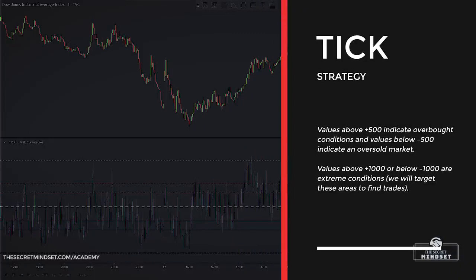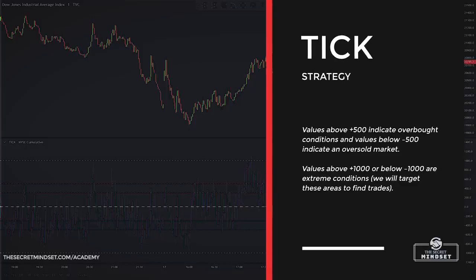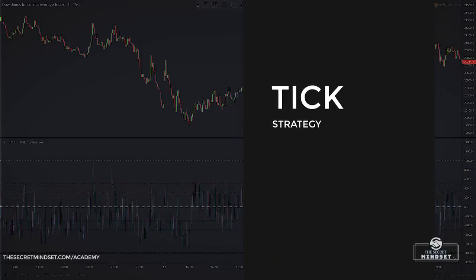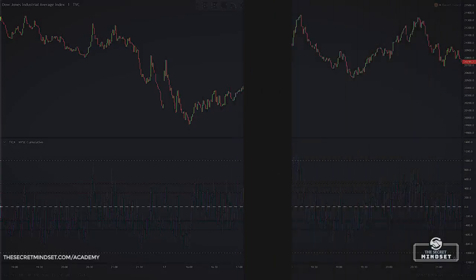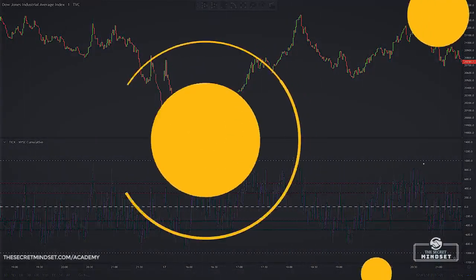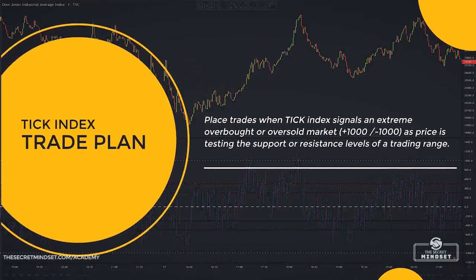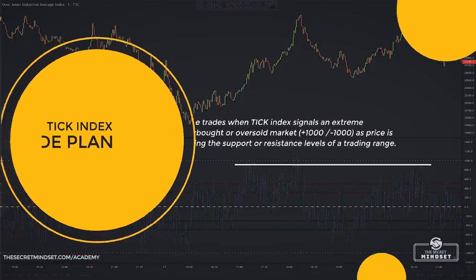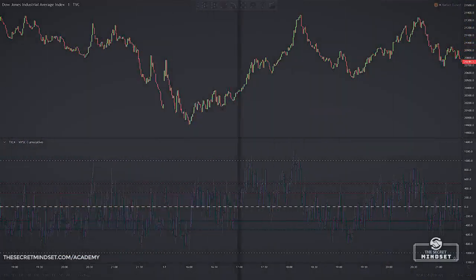Readings above 1000 and below minus 1000 are extreme conditions, and we will try to concentrate our attention on these levels. A simple trading approach is to place trades when the tick signals an overbought or oversold market, as price is testing the support or resistance levels of a trading range.